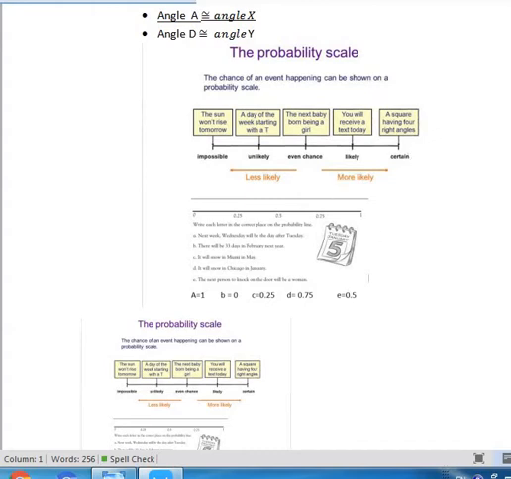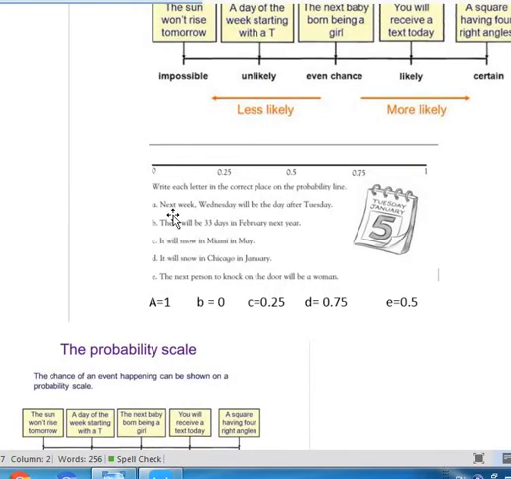Then I have here some examples. Write each letter in the correct place on the probability line. Okay, from 0 to 0.25, less likely. Here I have 0.5, it's an even chance. From 0.5 to 0.75, more likely. And here 1 is certain.